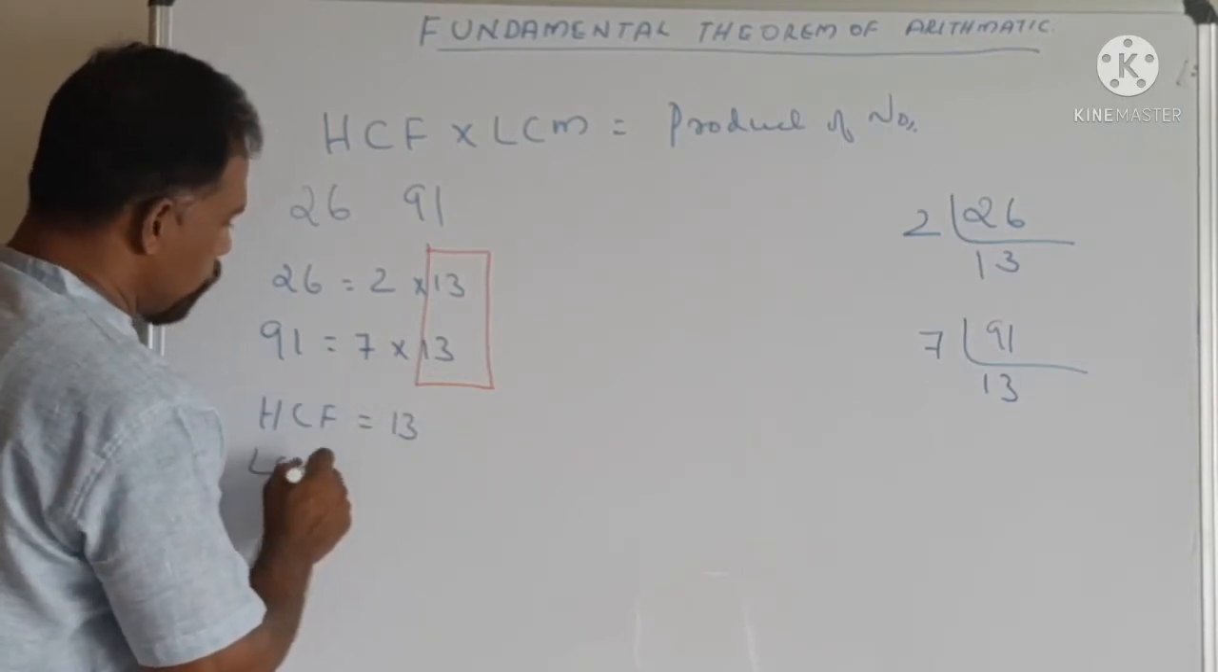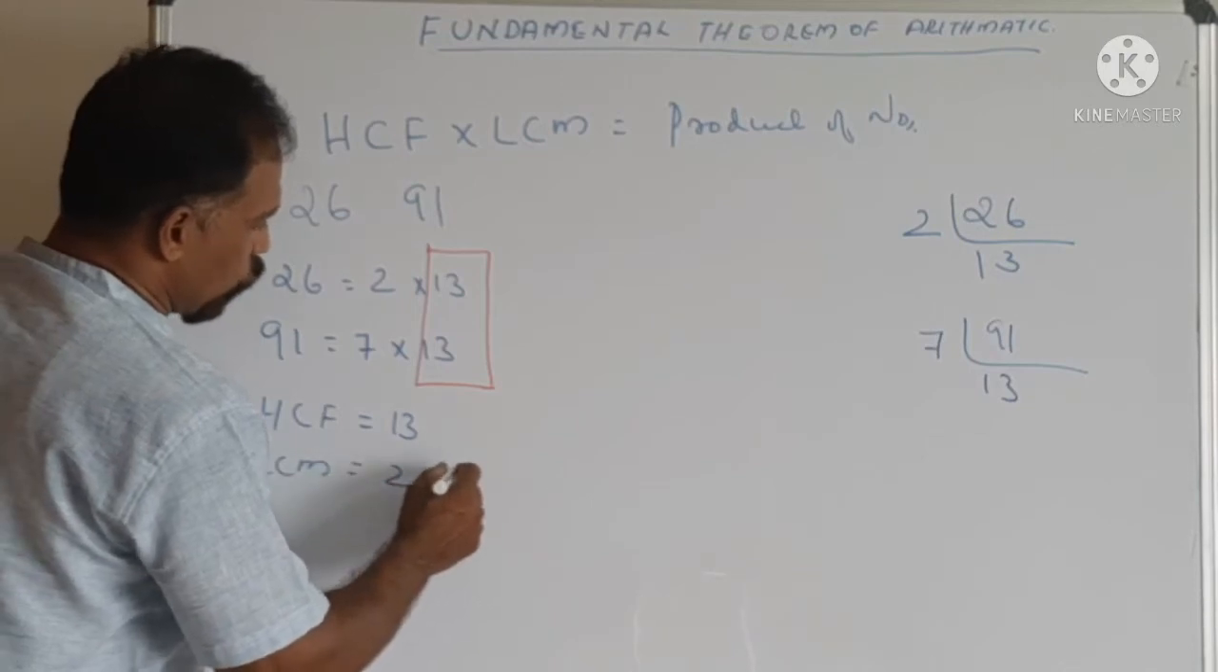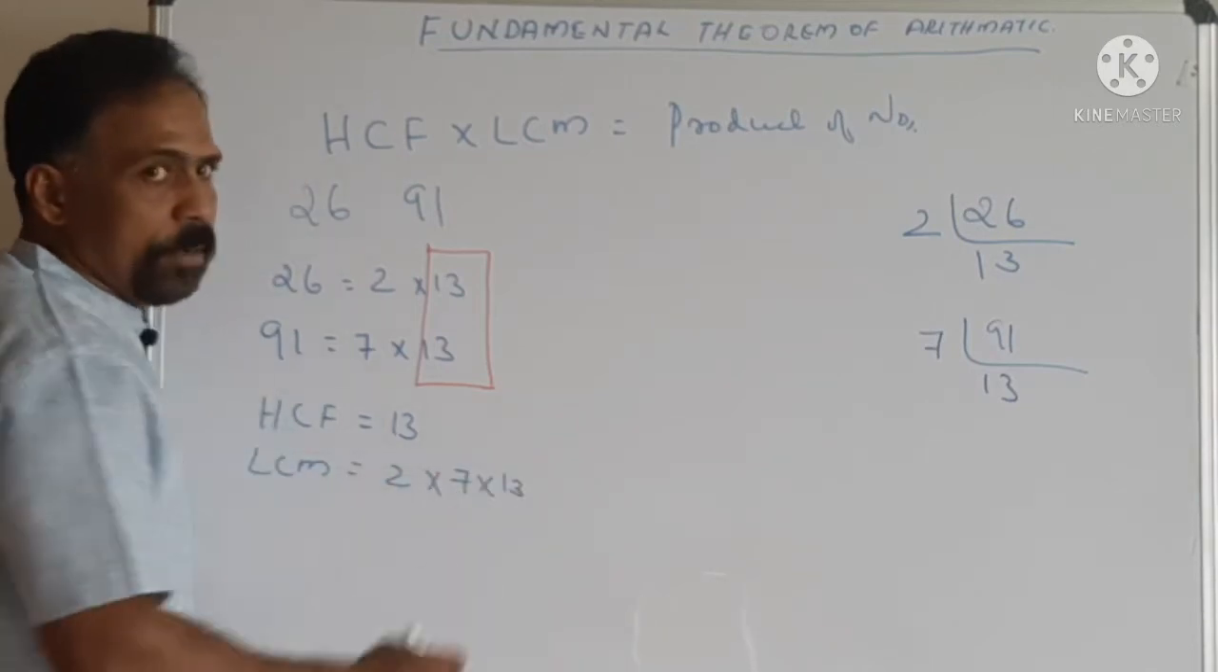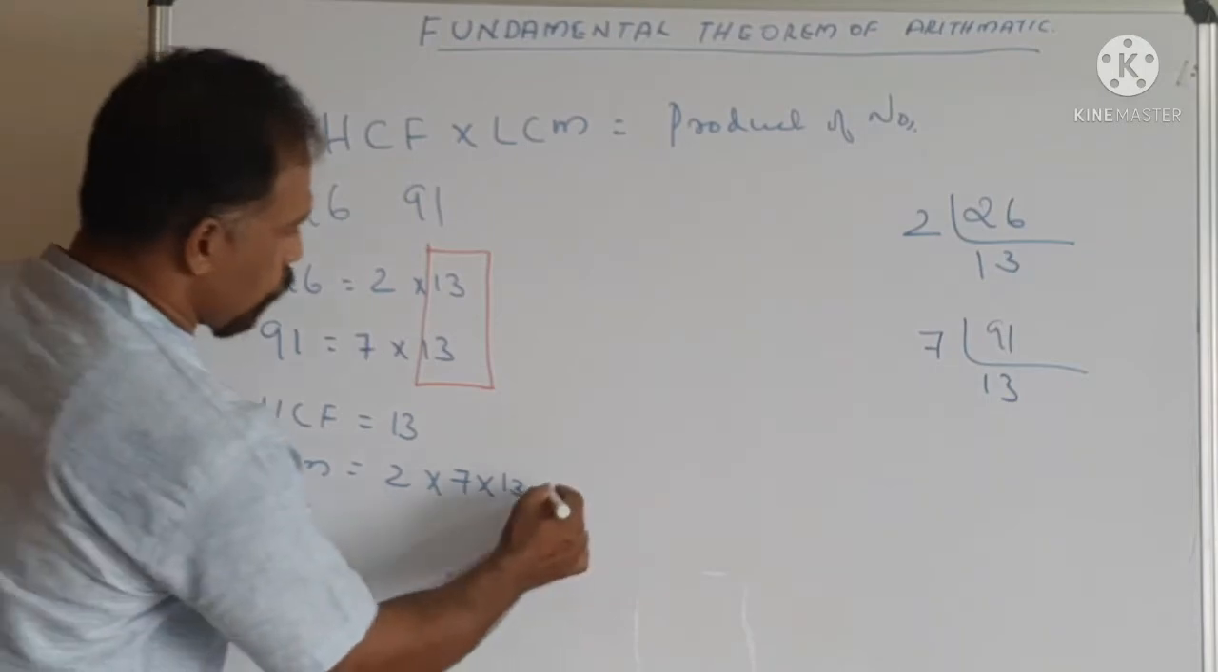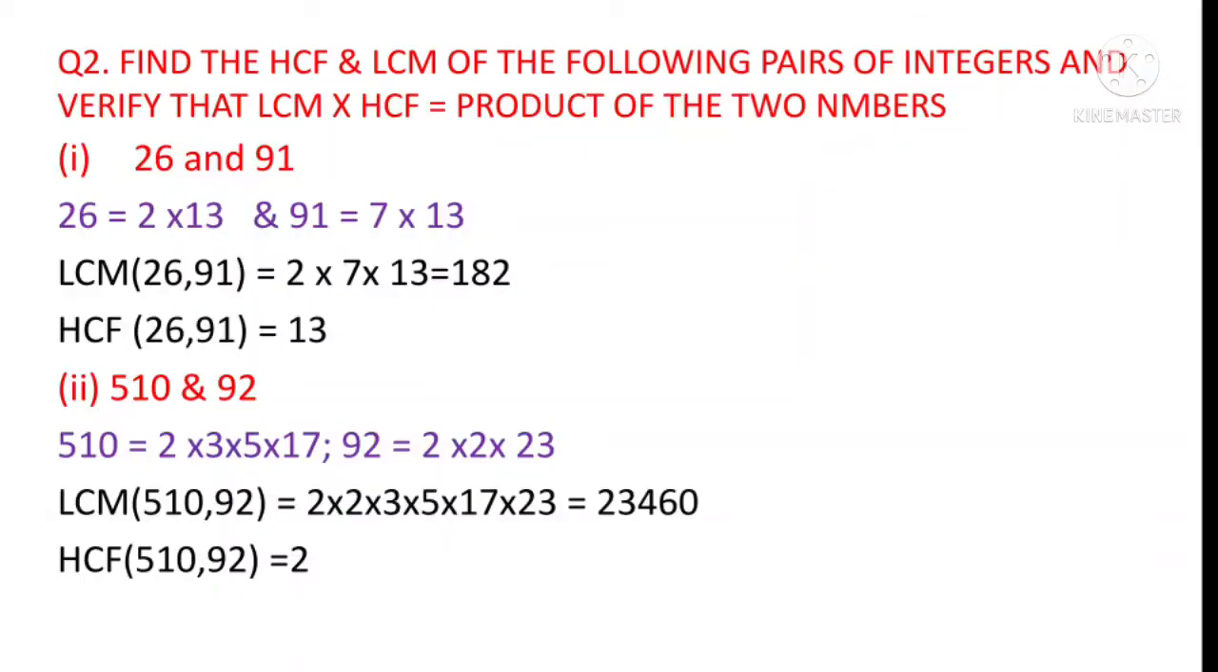Now the LCM will be 2 into 7 into 13, so that is equal to 182. This is how we find it. Now you have to prove HCF into LCM is the product of the numbers. The HCF is 13. If you multiply 13 into 182, you get the same answer as 26 into 91. This is how we prove it.